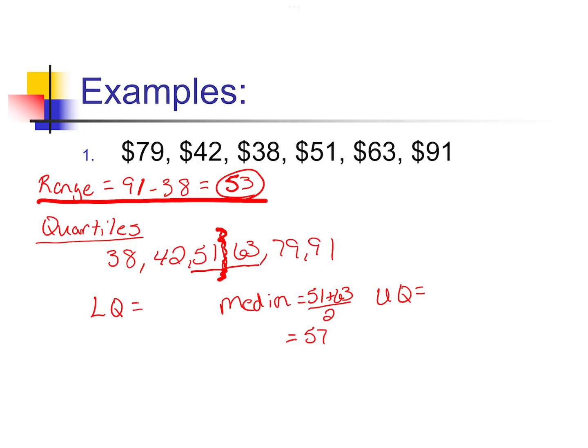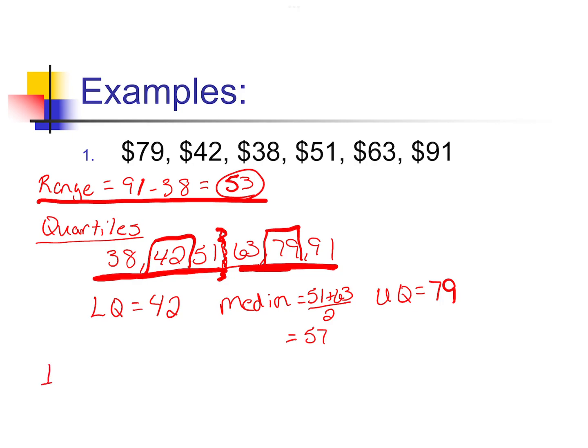The median of our lower quartile takes this bottom half of data and finds the median. Well, there's only 3 data values there, so the middle number is 42. Our upper quartile takes these upper numbers, there's only 3 of them, and finds the median. Our middle value is 79. So there's our upper quartile, lower quartile, and our median.